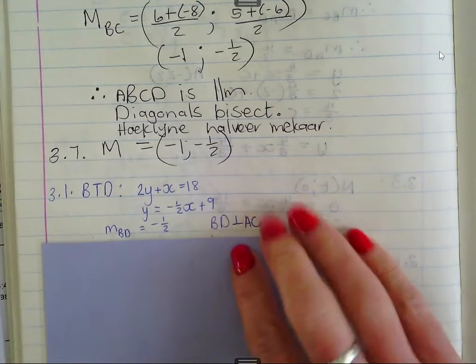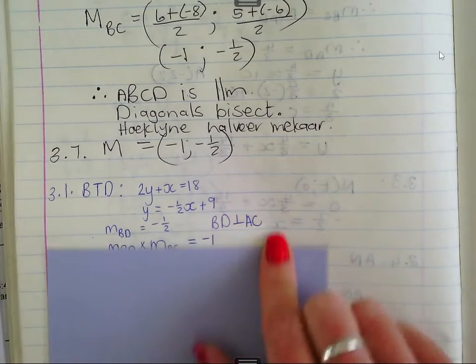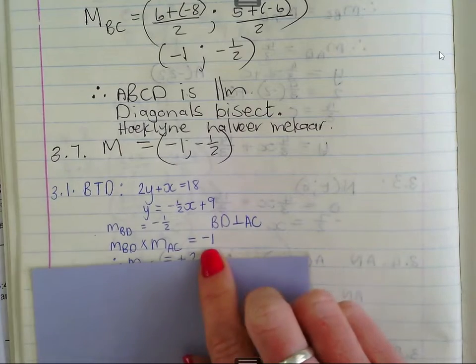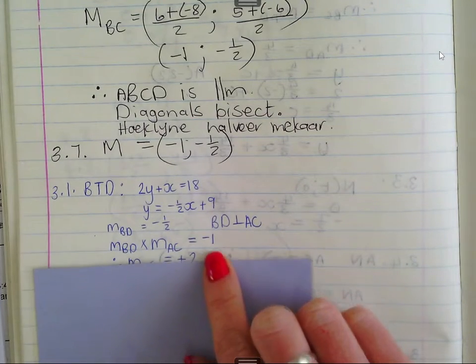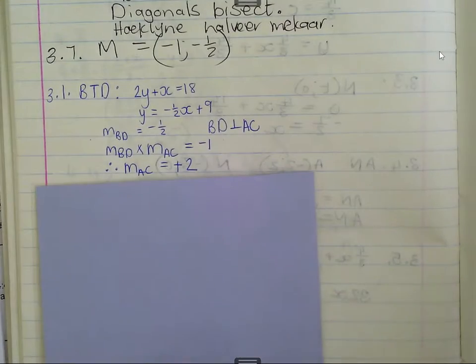Then I knew that BD's gradient is negative a half, but BD is perpendicular to AC, so the product of the gradients must be negative 1, therefore the gradient of AC is 2. Did you get it right?